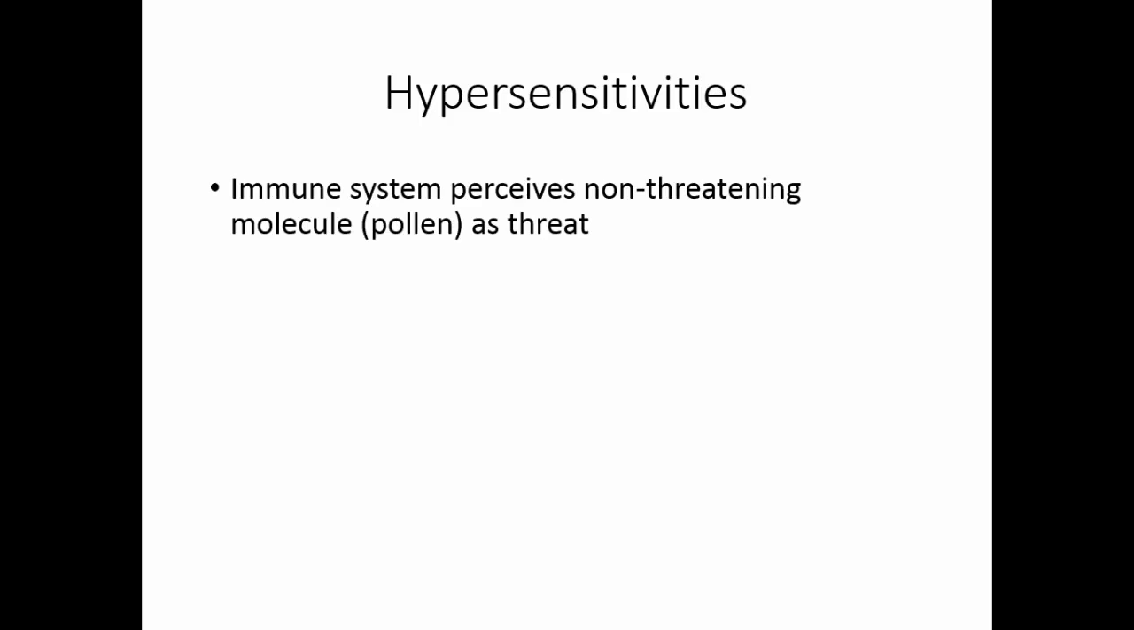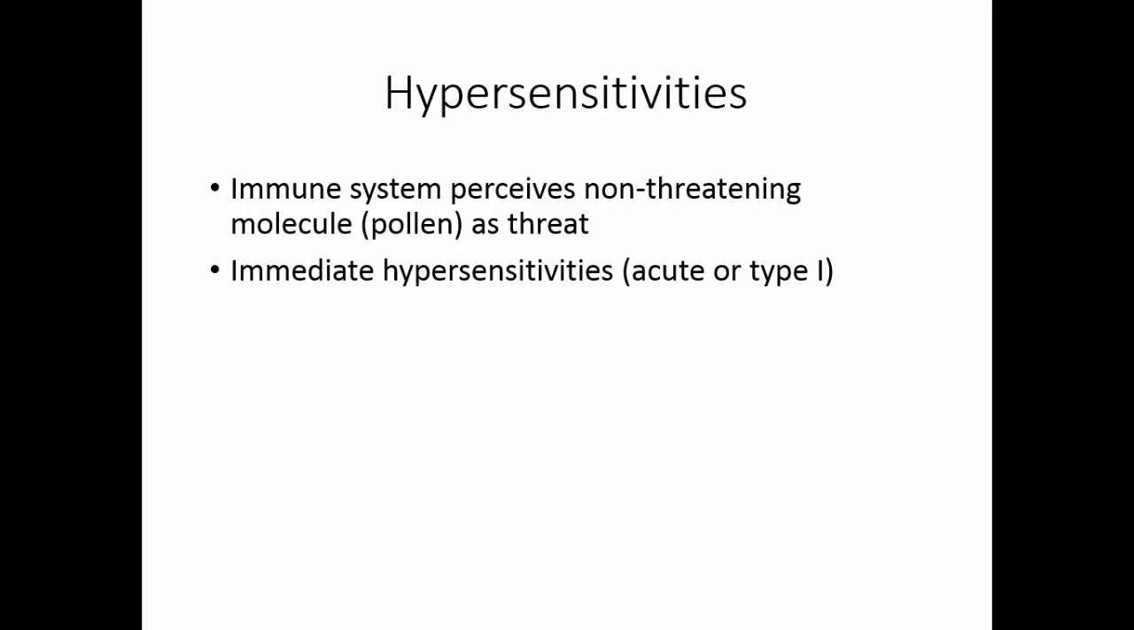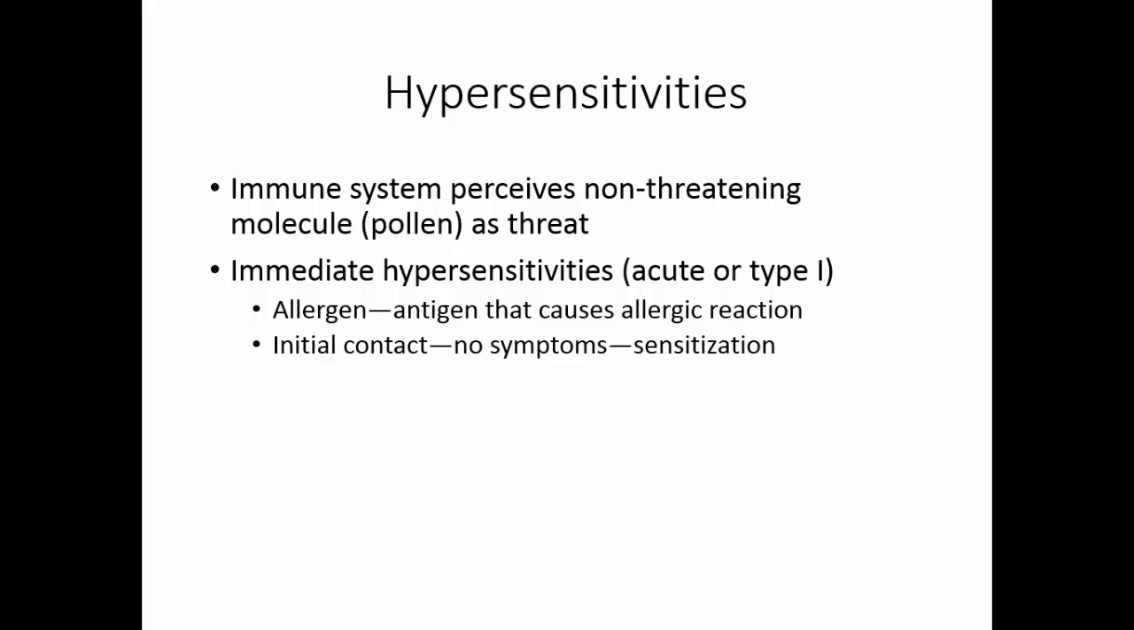In hypersensitivities, the immune system perceives something that's non-threatening as threatening, something like pollen. Immediate hypersensitivities, called acute or type 1 hypersensitivities, are when there is an allergen that stimulates an allergic response. And an allergen is just this perceived threat. It's an antigen that causes an allergic response. Typically, you come in contact with the allergen the first time and no real symptoms occur, but you're sensitized. Your body makes IgE. The IgE coats on the mast cells.